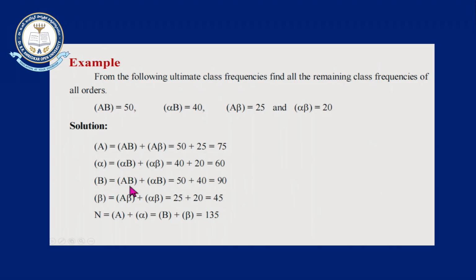And for bracket B, AB plus alpha B, so that it is 90. And bracket beta equals A beta plus alpha beta, so 25 plus 20 equal to 45. For N total, bracket A plus bracket alpha, otherwise bracket B plus bracket beta, so that it is 135. So this is one example of the ultimate classification of the frequencies.